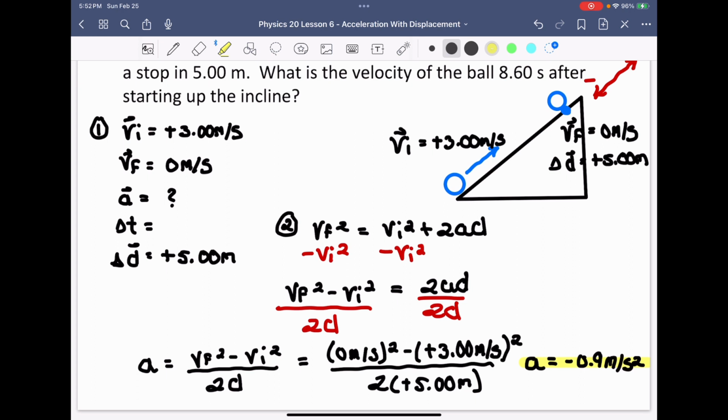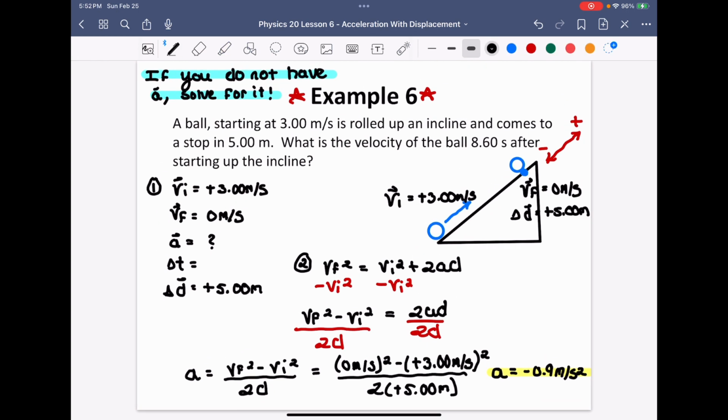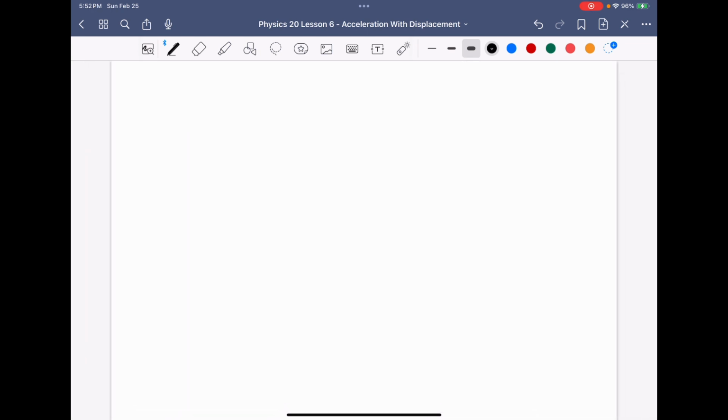Now, that wasn't our final answer. What we wanted to figure out was the velocity 8.6 seconds after starting up the incline. So step number 1, we solved for this missing acceleration, which is critical to determine how our velocities are changing. Now for step number 3, in our more complex example, we're going to solve for that overall velocity at the ending position. So solve for VF.